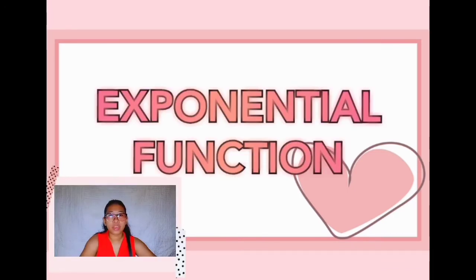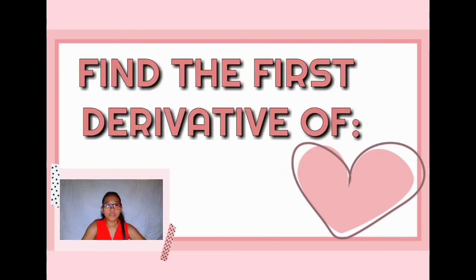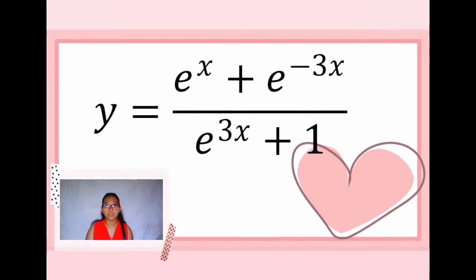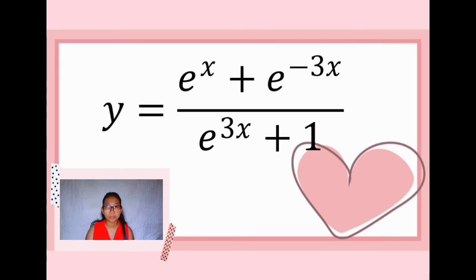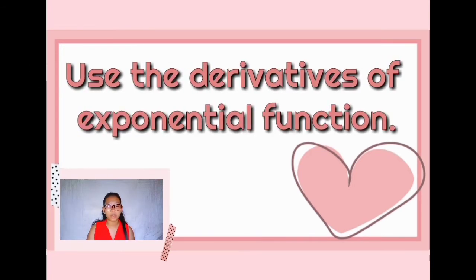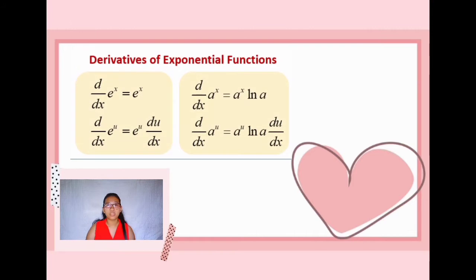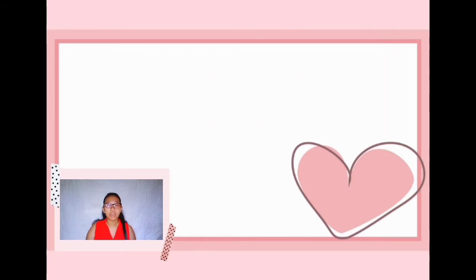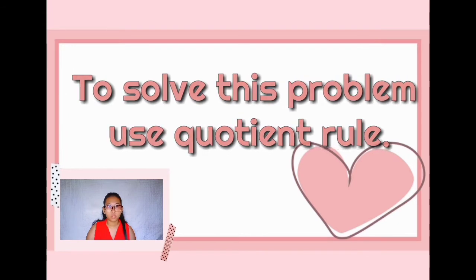For our exponential function, our problem is to find the first derivative of y is equal to e raised to the power of x plus e raised to the power of negative 3x all over e raised to the power of 3x plus 1. In solving the derivative of exponential function, we need this one. The rule in finding the derivative of exponential function. And to solve our problem, we need the quotient rule.